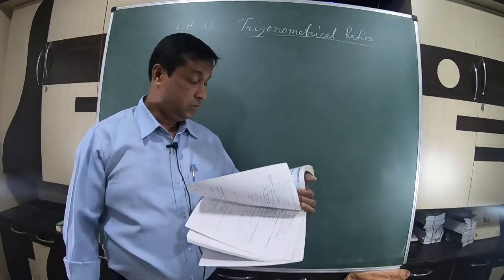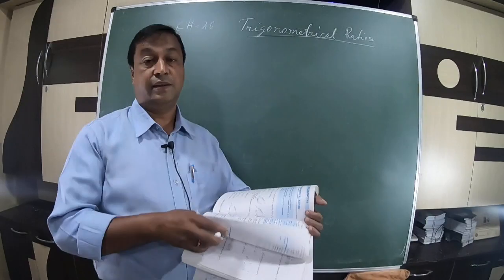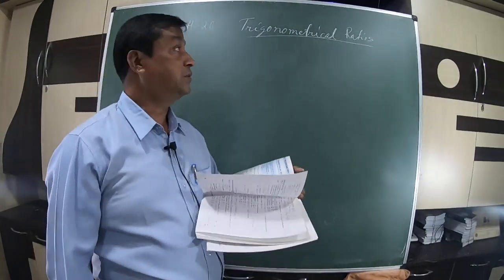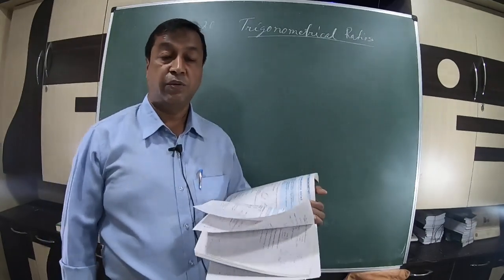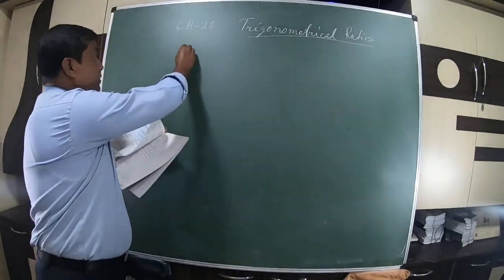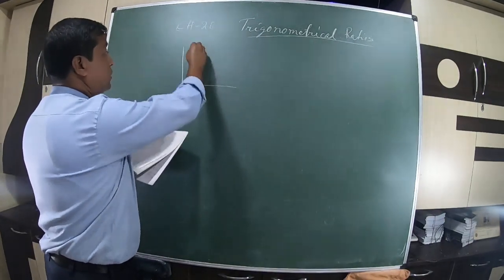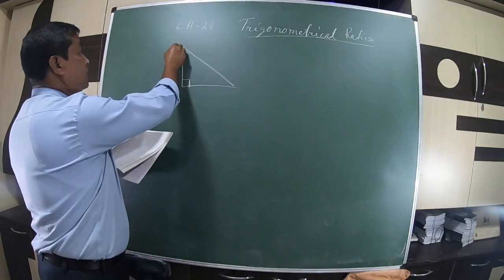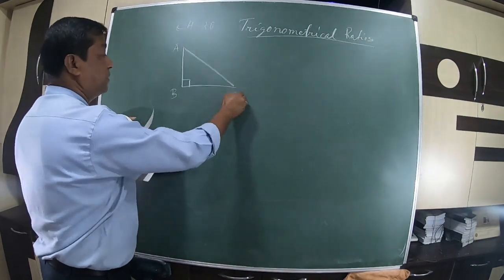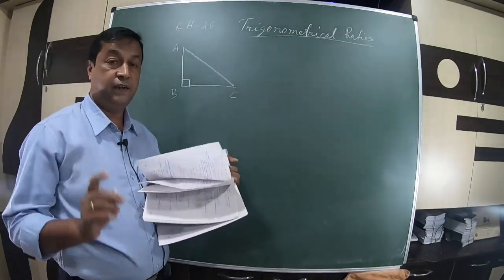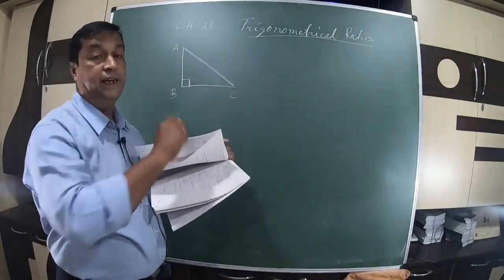So today I'll be starting with this chapter, that is trigonometrical ratio. Now first of all I'll be giving you some formulas, so let me draw this. Triangle, so this is A, B, C. So what type of triangle is this? This is a right angle triangle, because there is one angle which is 90 degrees.